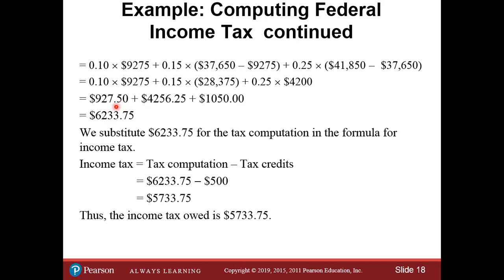And so your total taxes for the year is $6,233.75. Okay, now we still have to subtract off the $500 for her credits. And so her taxes are going to be $5,733.75, which is what she's going to owe in taxes come April 15th.